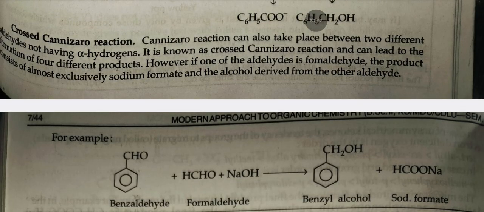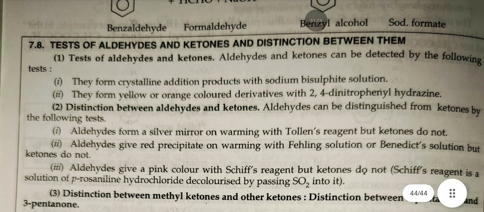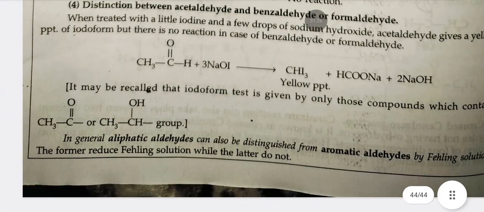Crossed Cannizzaro reaction. Cannizzaro reaction can also take place between two different aldehydes not having alpha hydrogen. It is also known as the cross-Cannizzaro reaction. It can lead to the formation of four different products. However, if one of the aldehydes is formaldehyde, the product consists almost exclusively of sodium formate and the alcohol derived from the other aldehyde. Tests of aldehydes and ketones and distinction between them.